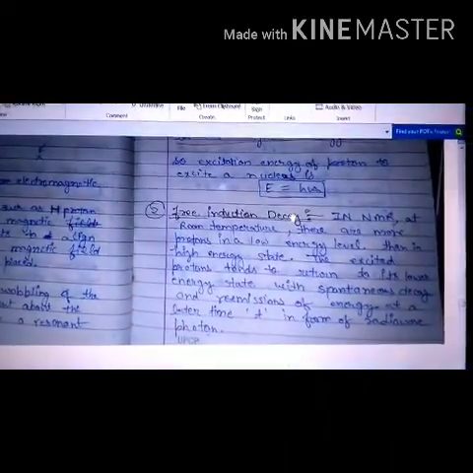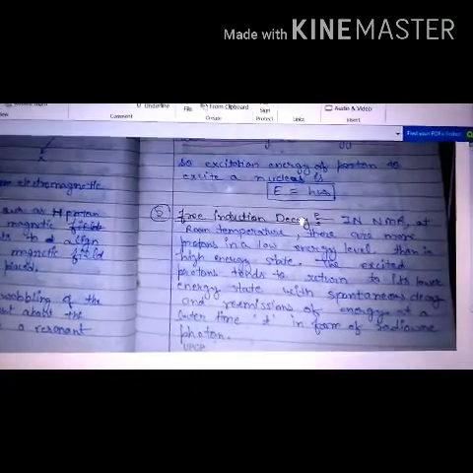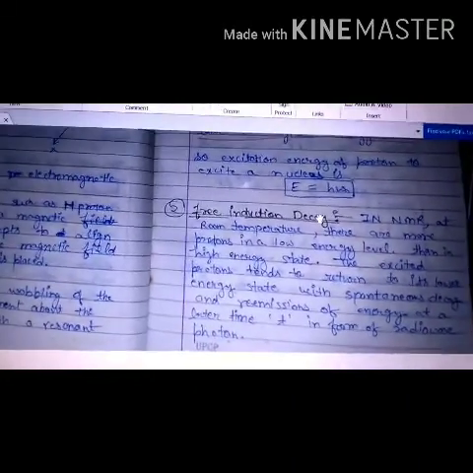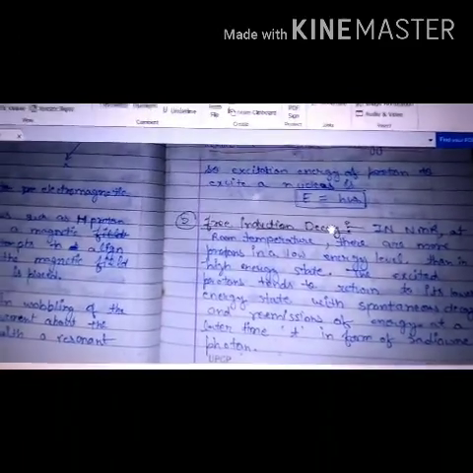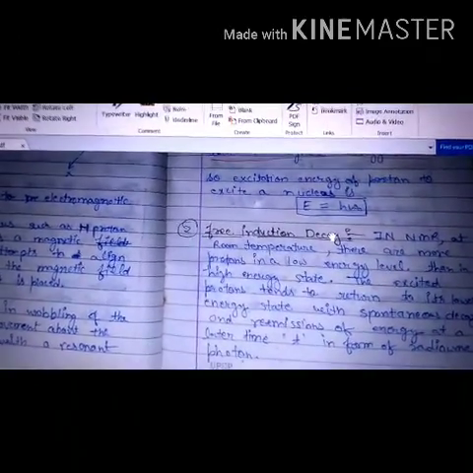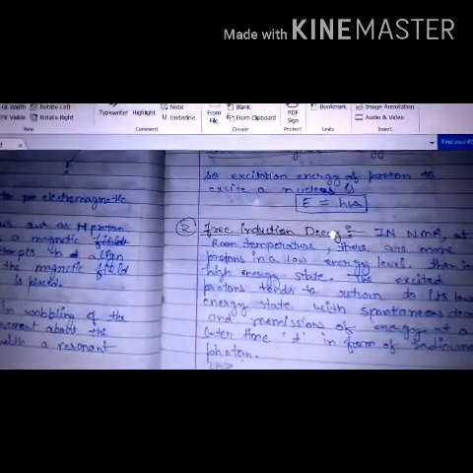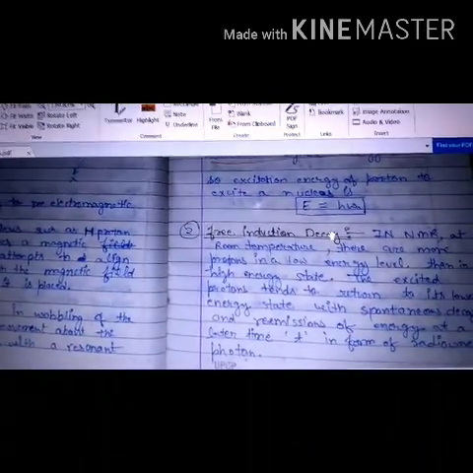In NMR at room temperature, there are more protons in the low energy level than in the high energy state. The excited proton tends to return to its lower energy state with spontaneous decay and re-emission of energy at a later time t in the form of radio wave photons.